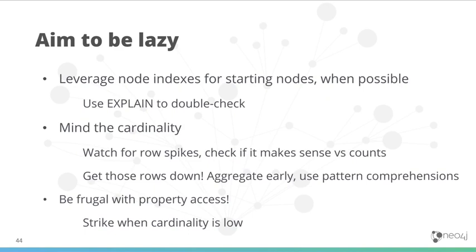The point again for all of this is to aim to be lazy. Leverage node indexes for your starting nodes when possible, and use explain to double check that you're actually using the index lookup. Mind the cardinality, watch for those row spikes, and make sure that the high number of rows makes sense versus the counts that you see in the counts store. Get those rows down, aggregate early, use pattern comprehensions if you can, if you're collecting along the way. Be frugal with your property access. Go and strike when the cardinality is low.